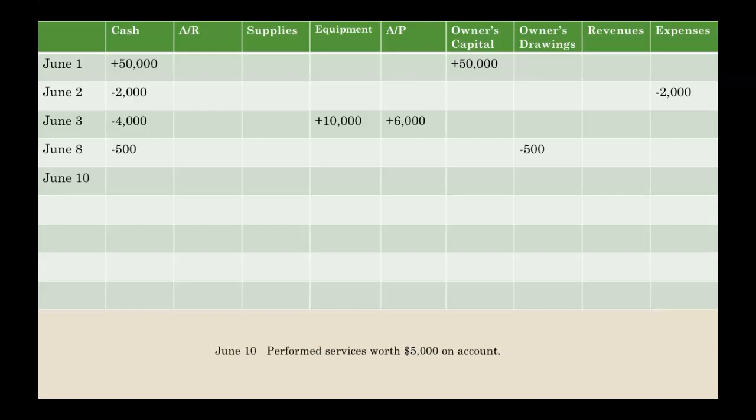Now on June 10th, performed services worth $5,000 on account. So if we performed services, that means that we need to count the revenue. We want to recognize our revenue when we perform the service. So our revenues increase by $5,000. And then it tells us that we performed these services on account, which means we will be receiving the money in the future. So our accounts receivable increases by $5,000 as well.